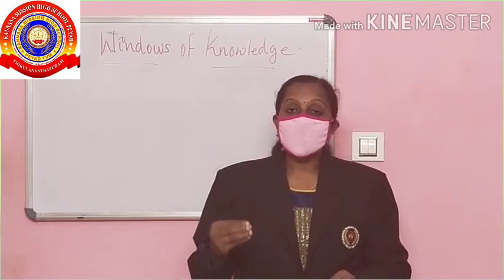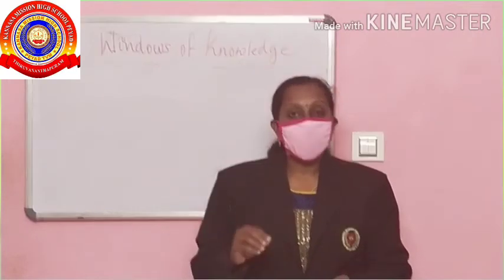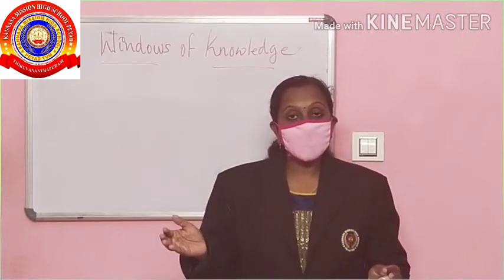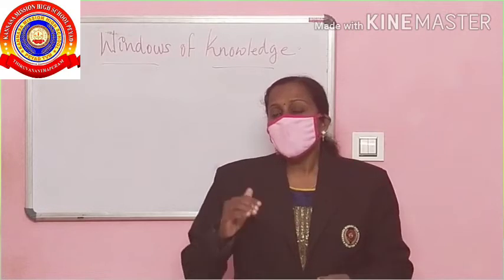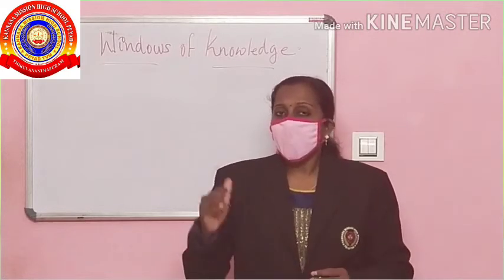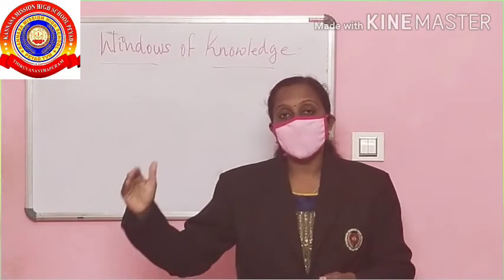Last day we discussed the structure of the eye and its function. I hope all the students learned the structure and the functions with the diagram. Today we will learn how we can regulate the intensity of light in the eye.